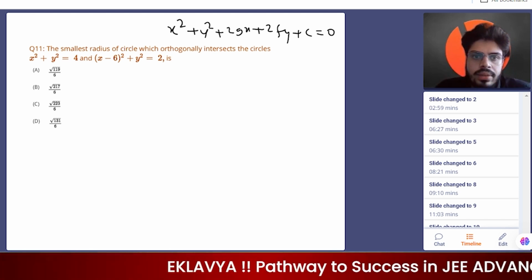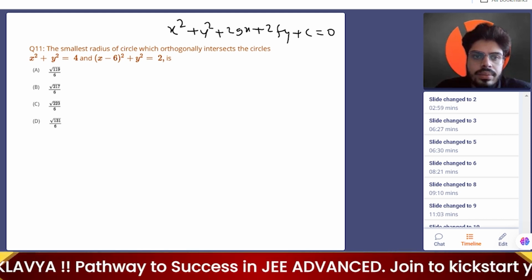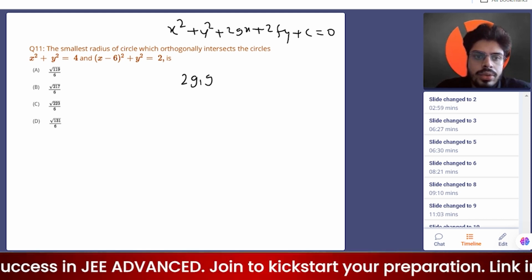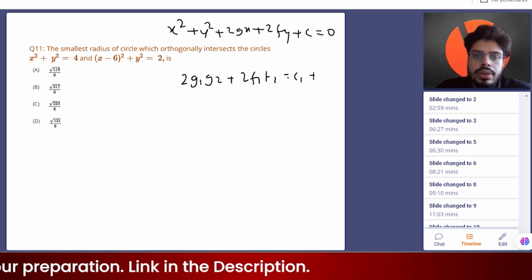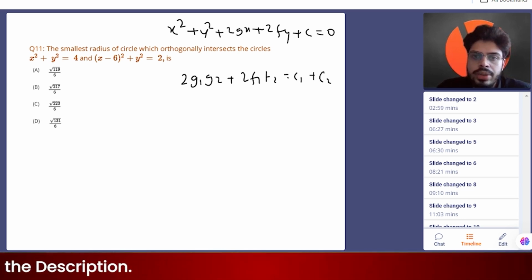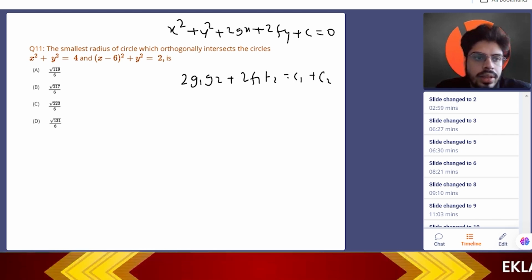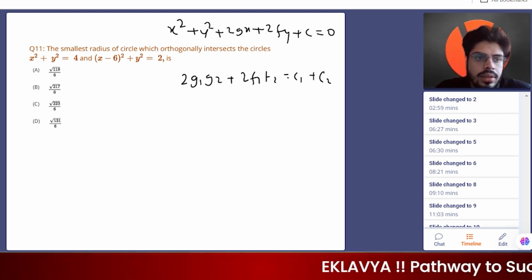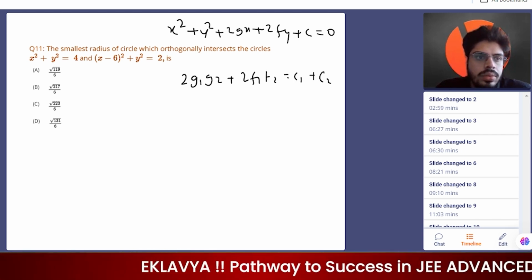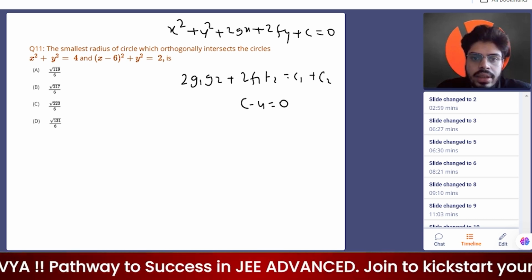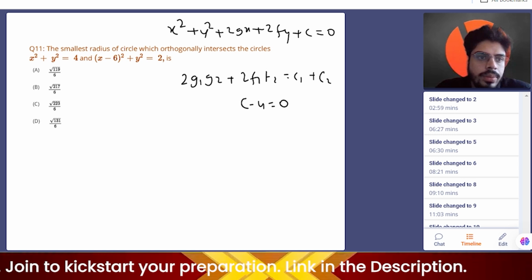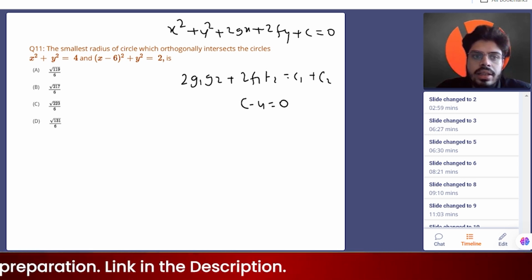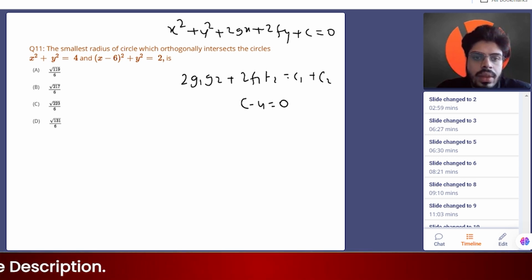What do I have here? g1, g2. So what is the condition? 2g1 g2 plus 2f1 f2 is equal to c1 plus c2. Okay, so for this one, center is 0. So simply you can write that c minus 4 is equal to 0. Here the constant will be negative 4 if I take this side, and here the constant is c, and x minus 6 whole square plus y square minus 2.